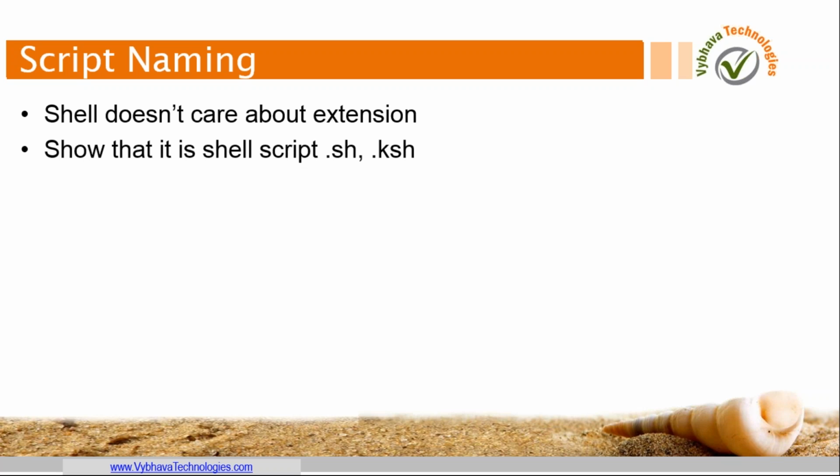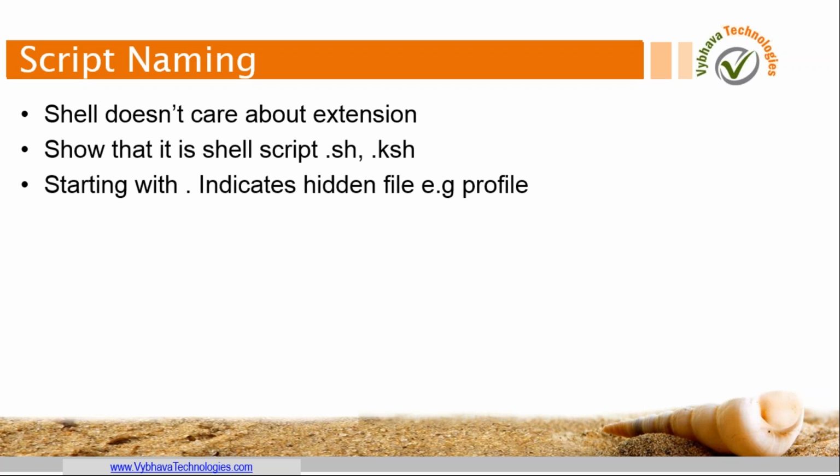Okay, and so that it is shown to be a shell script and is human readable, only then we are going to give these extensions. Dot sh for the Bourne shell, and if you are going to have ksh, then it is going to have ksh, just for our purpose. It is not for the system purpose. Inside, whatever you write will be executed according to the shell which you are invoking, the sub shell. Starting with a dot indicates a hidden file. Remember this one. This will be happening for all profiles.